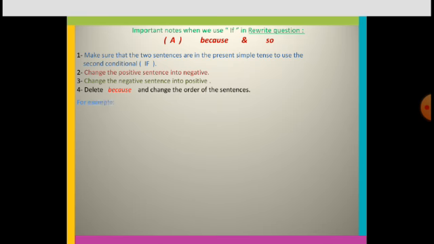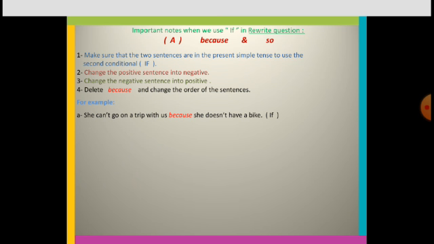Example, she can't go on a trip with us because she doesn't have a bike. Use if. What can I do here? Follow the 4 steps. Number 1, make sure the two sentences are in the present. Can't go, present. Doesn't have, present.